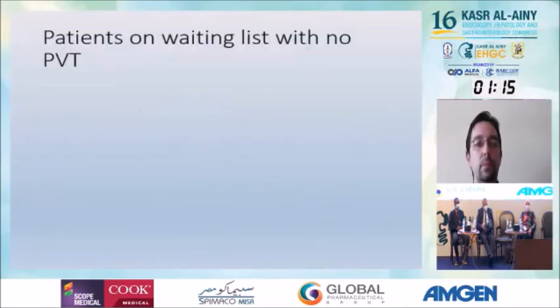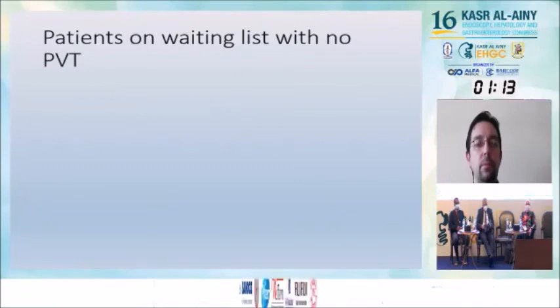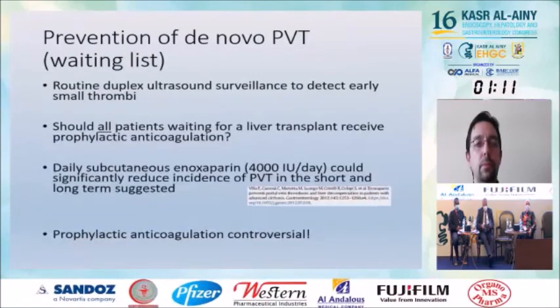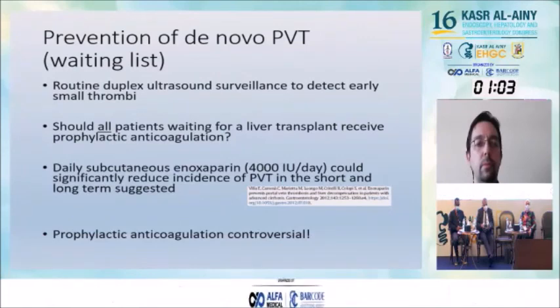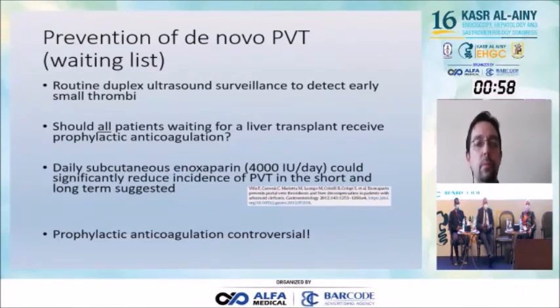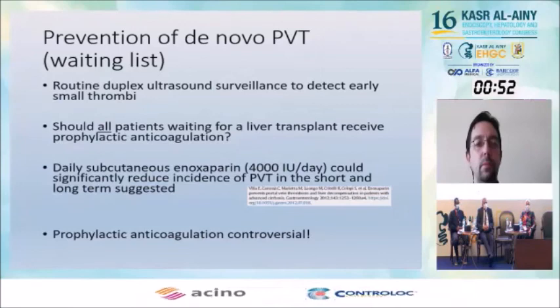What about patients on the waiting list with no portal vein thrombus? Routine duplex ultrasound surveillance to detect early small thrombi is a very good idea. But should all patients waiting for a liver transplant receive prophylactic anticoagulation? Well, we don't know. Daily subcutaneous enoxaparin could significantly reduce the incidence of portal vein thrombosis in the short and long term, but prophylactic anticoagulation is controversial.